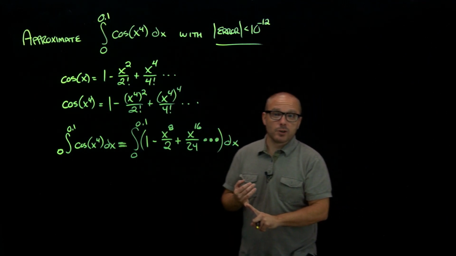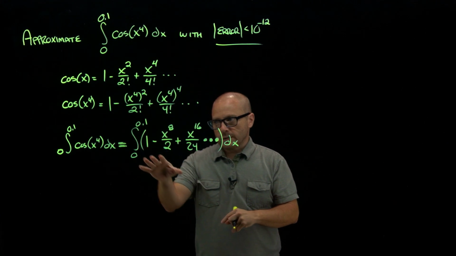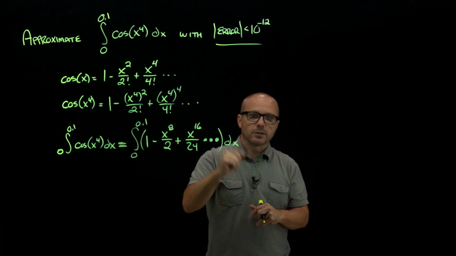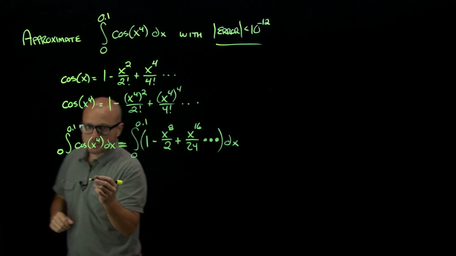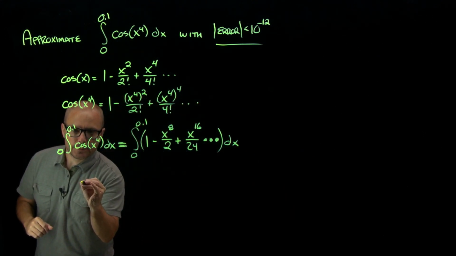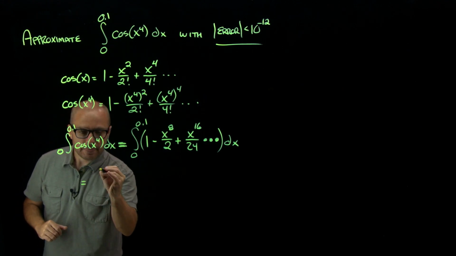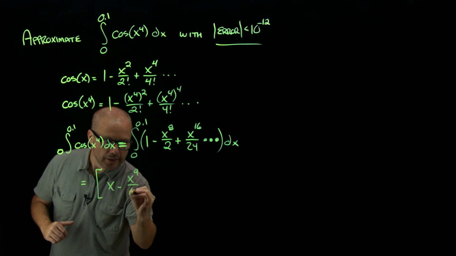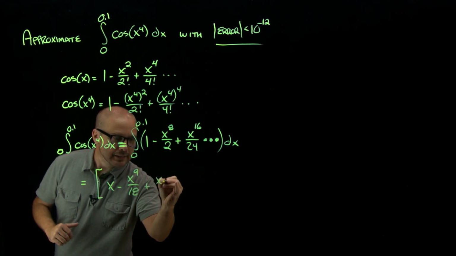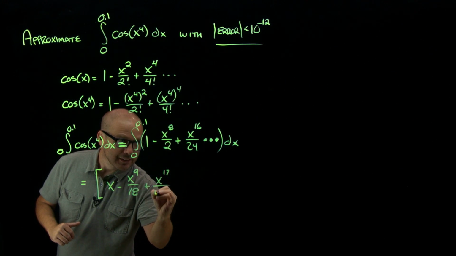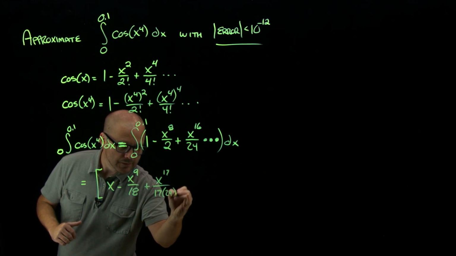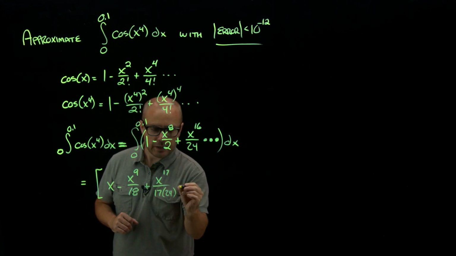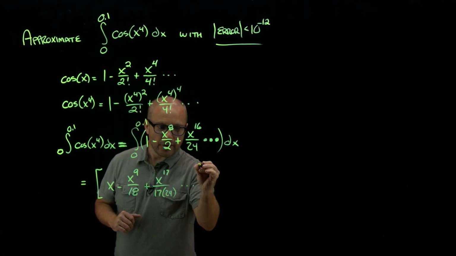Now, term-by-term integration theorem put to use now. We know how to integrate this thing. We just go through and integrate the terms. So this should be equal to x minus x to the 9th over 18 plus x to the 17th over whatever 17 times 24 is. And I'm not even going to bother calculating that, and I'll tell you why in just a minute. And on and on.